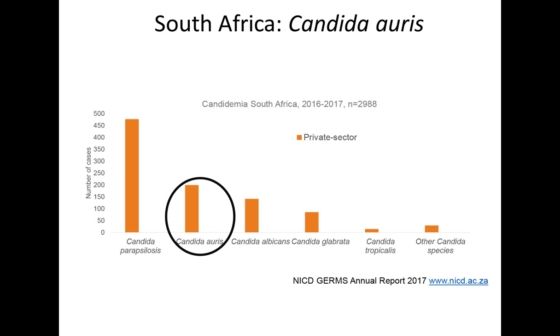We can also, unfortunately, see similar numbers from outbreaks of Candida auris in South Africa. Here on the y-axis, we're looking at the number of overall cases of candidemia in South Africa in 2016 and 2017. The number is 2988. These are private sector hospitals, and you can see that during their outbreak setting, even though parapsilosis was number one, Candida auris was the number 2 cause of candidemia in South Africa, making mortality rates go up, making treatment very, very difficult.